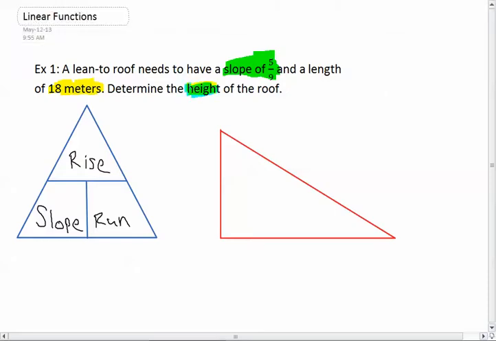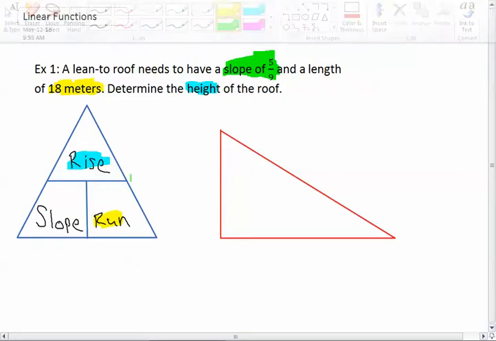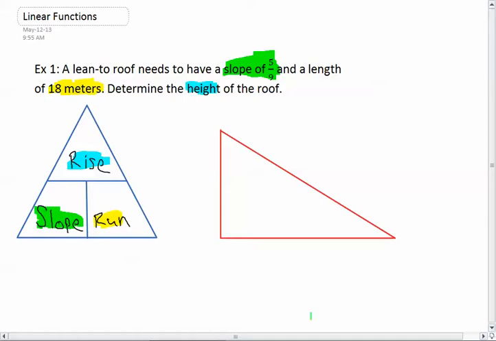I'm just going to use a different color here. There we go. So our rise is the height. Our 18 meters is the run. And our slope, well, slope is just the slope. So we're going to use our equation generator triangle to help us out. So I'm looking for the height here. I'm looking for rise. So rise is equal to what? What's the equation for rise? Slope. Yeah, slope times run. So I've got slope times run.